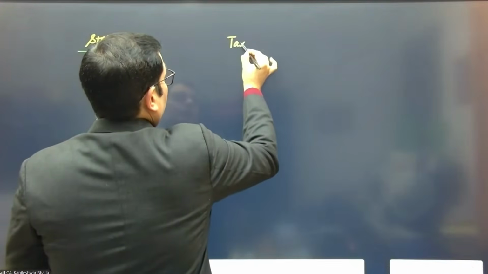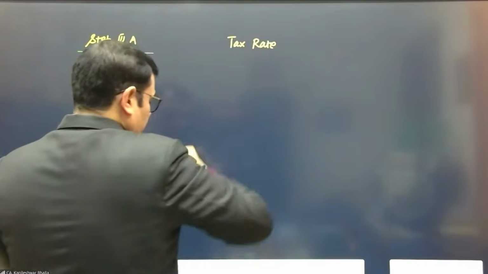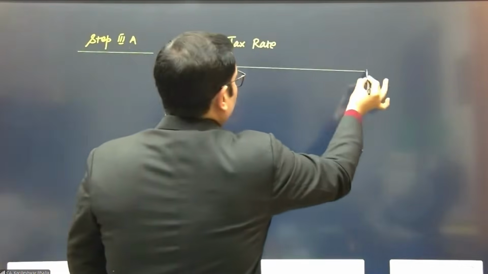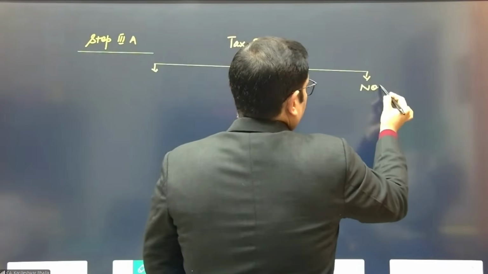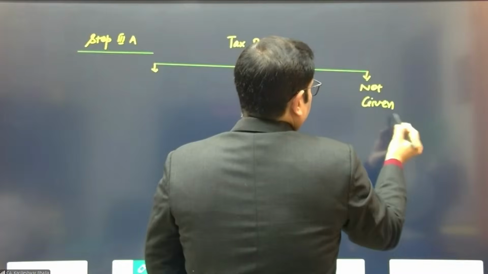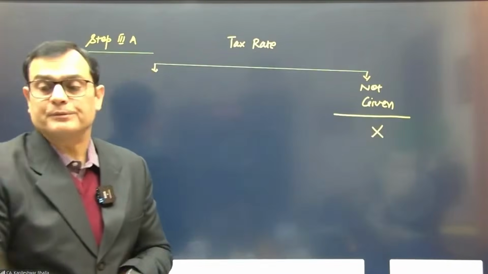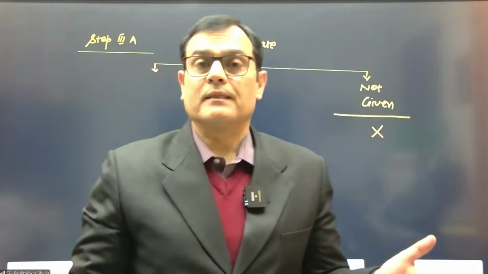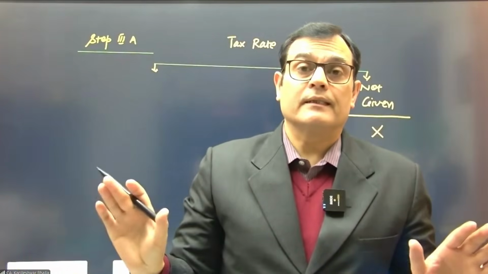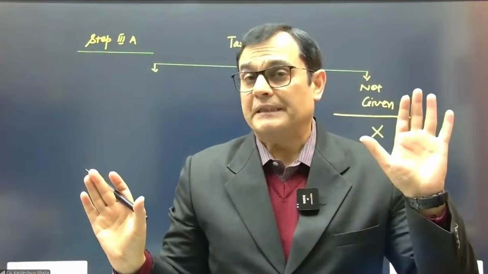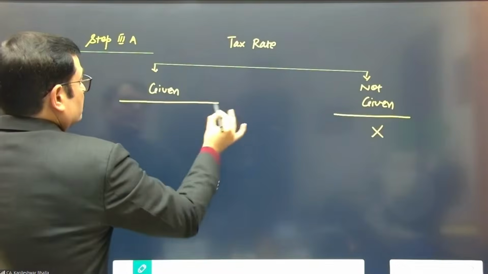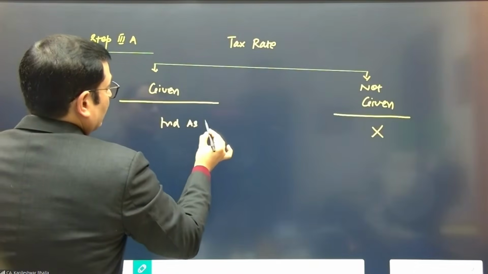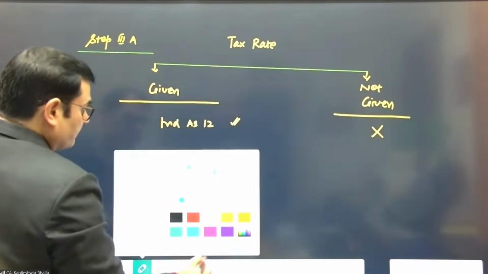Now, in terms of step number 3A, everything depends upon whether the tax rate is given in the question or not. If you are not given a tax rate, then this step is not applicable. If there is no tax rate, then I'm saved the trouble of applying Ind AS 12, and nothing is to be done. You can go to step 3B. But if the tax rate is given in the question, then the concept of Ind AS 12 will trigger. We will apply the concept of Ind AS 12.